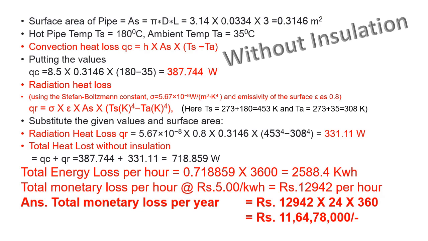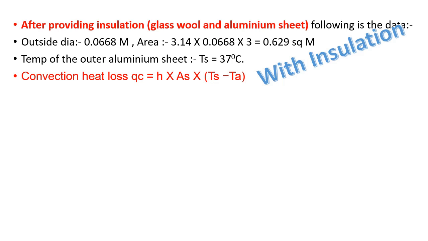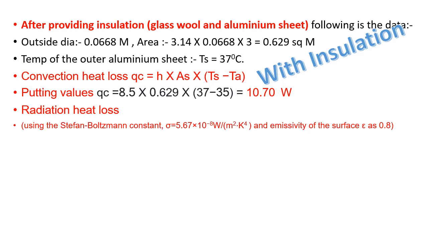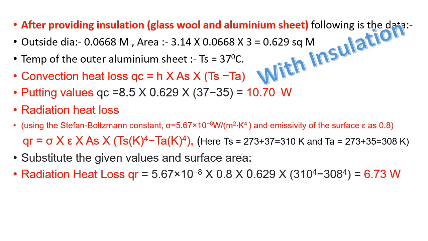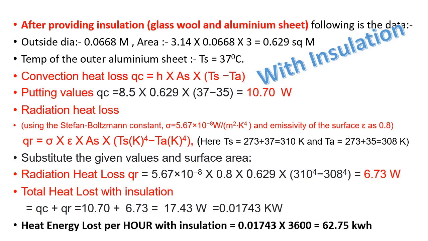Now we calculate the losses with insulation. After providing insulation, glass wool and aluminum sheet, the outside diameter comes out to be 0.0668 meters. Area you can calculate. The temperature of the outer aluminum sheet is 37 degrees centigrade as per the data. The convection heat loss we calculate by putting the values in the formula that we have used. It comes out to be a mere 10.70 watts.